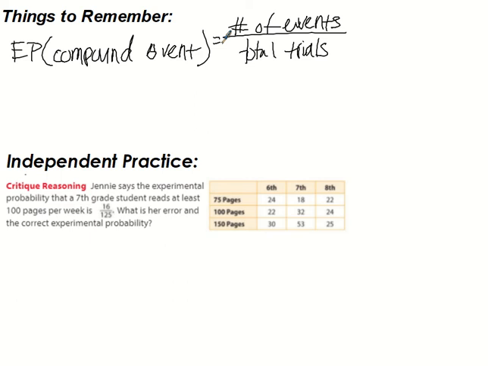All right, your independent practice is, Jenny says the experimental probability that 7th grade students read at least 100 pages per week is 16 out of 125. What is her error and the correct experimental probability? So you need to go and find the experimental probability, but also explain what's wrong with her answer. They are telling you Jenny's probability is wrong. Why? All right, until next time.